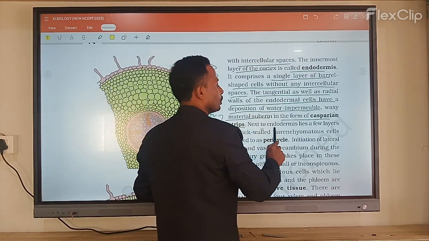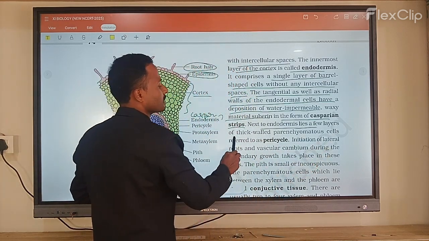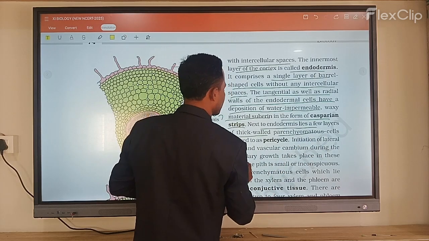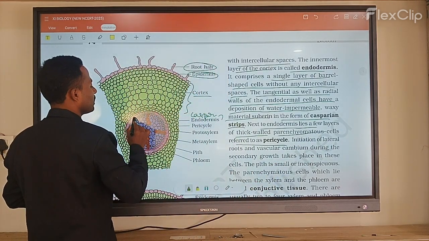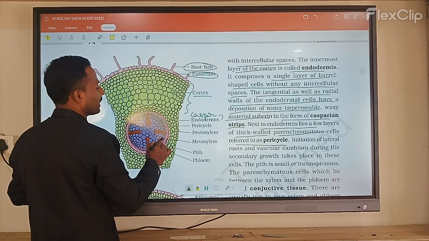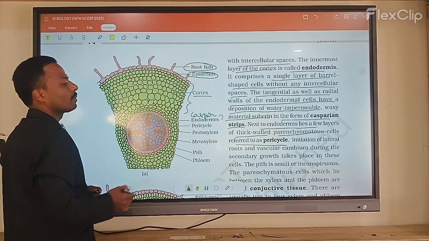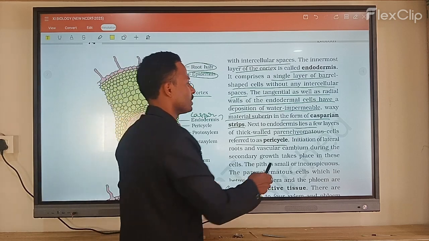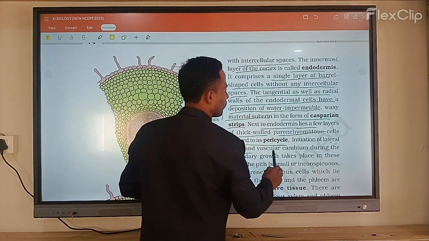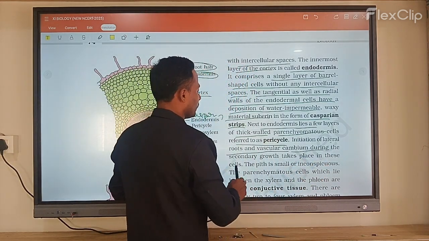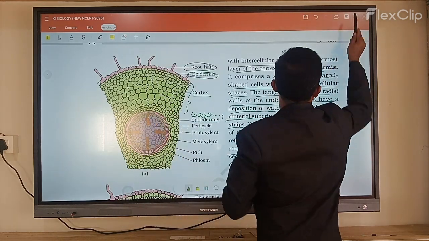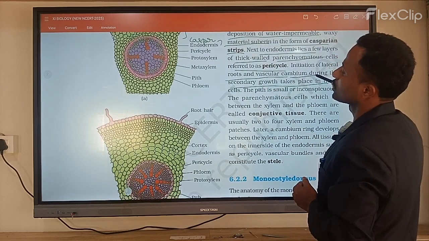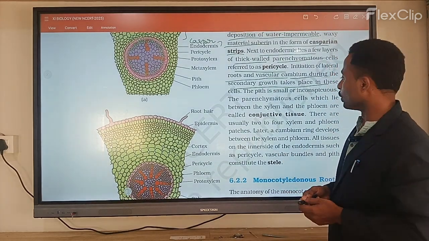Next to the endodermis, a few layers of thick-walled parenchyma cells are present, called the pericycle. These few layers are called the pericycle. Initiation of lateral roots and vascular cambium during secondary growth takes place from these cells. So these help in the formation of secondary growth.